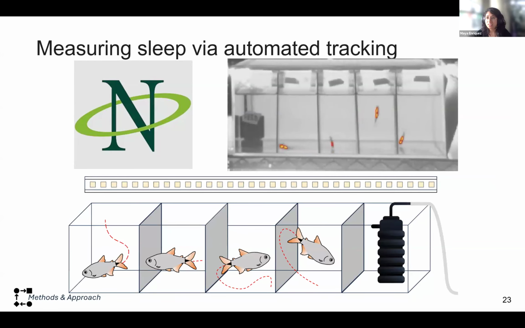If you're curious, this is what our arenas looked like. We had essentially these little fishy apartments that were completely separate from each other, and we were able to track using a behavior tracking software called Ethovision, which would extract data like acceleration and movement. Below a certain threshold we called sleep, above a certain threshold we called awake.